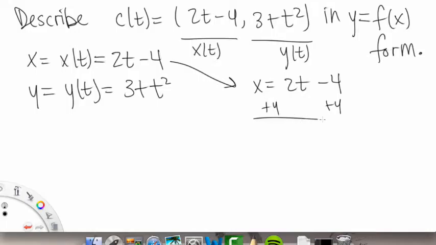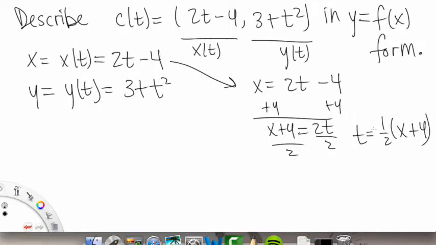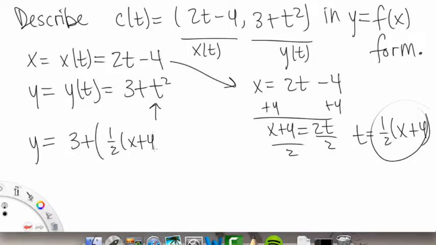We're going to add 4 to both sides. Then we get x plus 4 equals 2t, divide by 2, divide by 2. So we get that t equals 1/2 times x plus 4. Now what we're going to do with this is basically try to eliminate t from the equation entirely. We're going to plug what I just circled in for the t spot in our y. So y is now going to be 3 plus t squared, which is now 1/2 x plus 4, and all of this quantity squared.